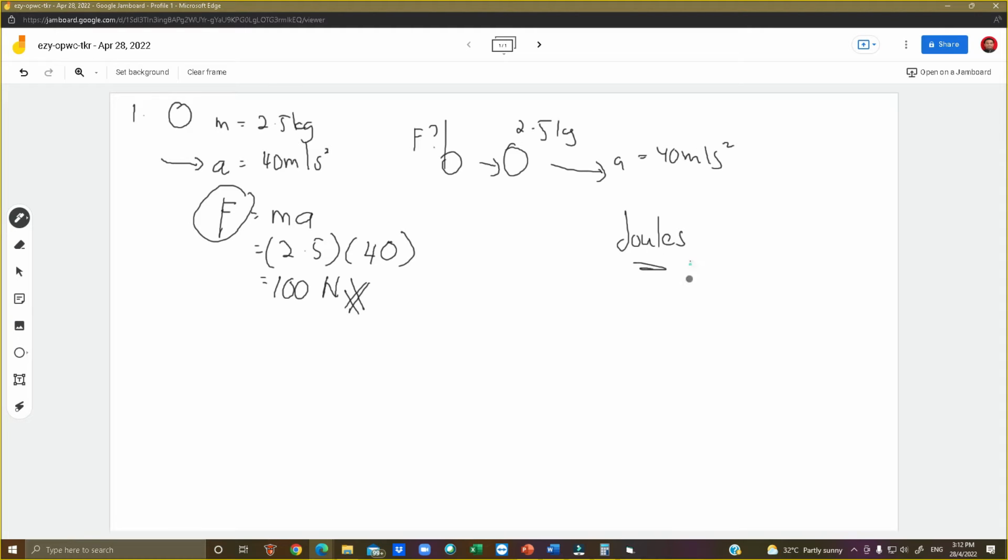Kita ada joules, kita ada watts. Ni kat bahagian power, energy, work. So joules being used for dua ni, power and energy. Okay, ni tenaga, ni joules ni untuk tenaga. Alright, we go to the second problem.